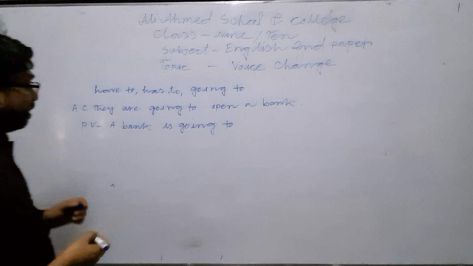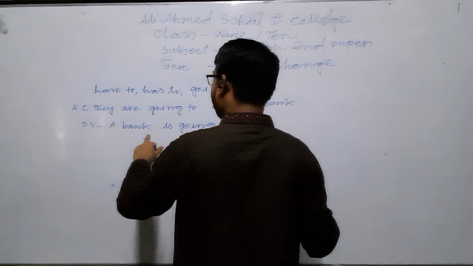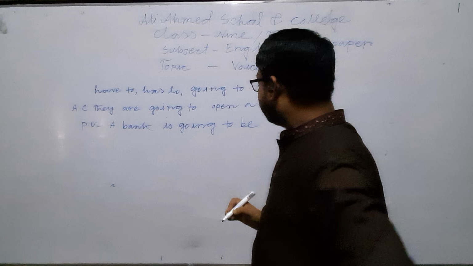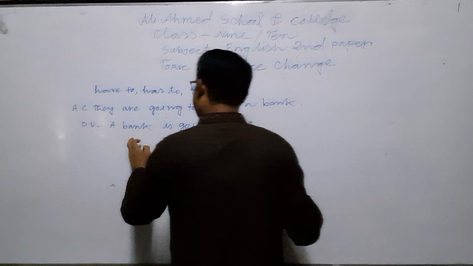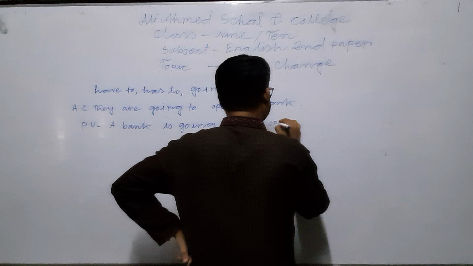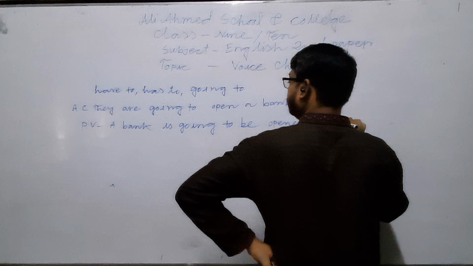So when we turn the sentence into passive voice, the sentence will be like that. A bank is going to be. You should remember that here an extra be verb will be used. So a bank is going to be, then the past participle form of the verb, opened. Then by, then the object of the subject.